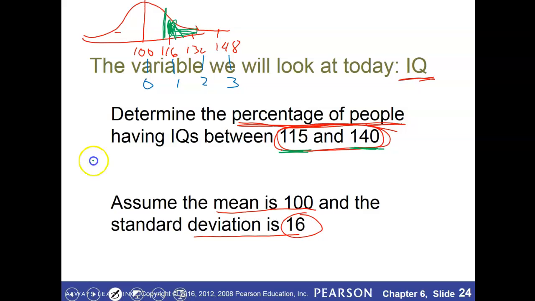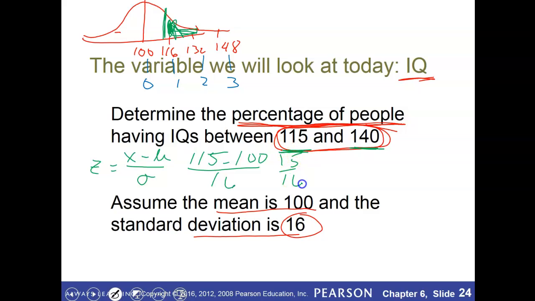In order to do that, we're going to use this formula. Remember, the formula is that the z-score equals x minus the average, divided by the standard deviation. So with the first one, 115, we subtract the average, which is 100, and divide that by the standard deviation, which is 16. Well, 115 minus 100 is 15, and 15 divided by 16, I'm going to use my calculator for this, gives me a z-score of 0.9375. So that's the z-score for 115.